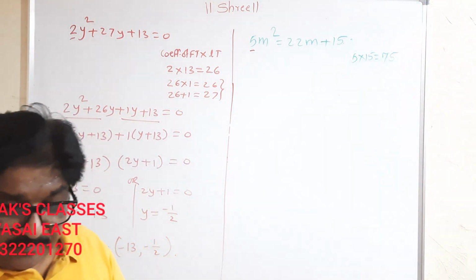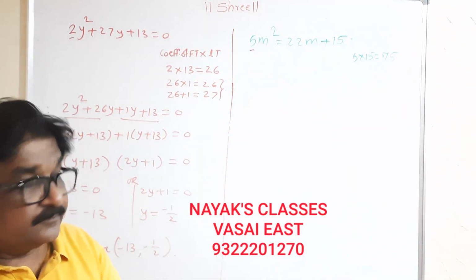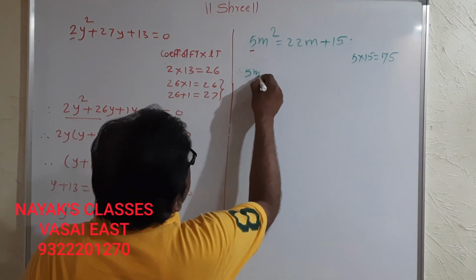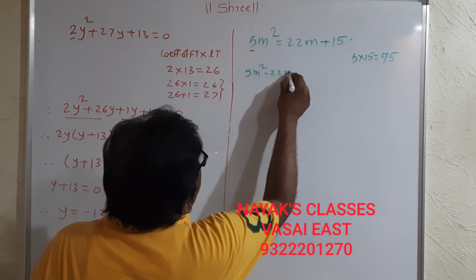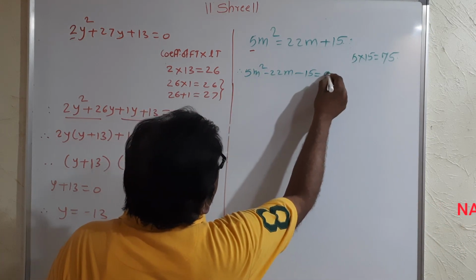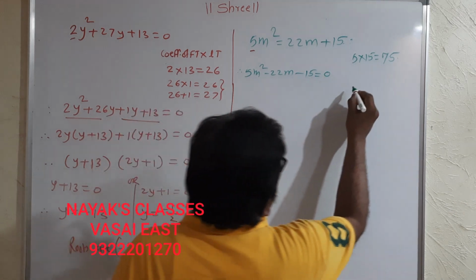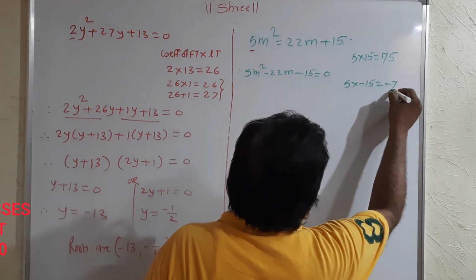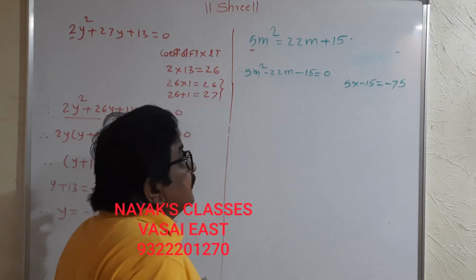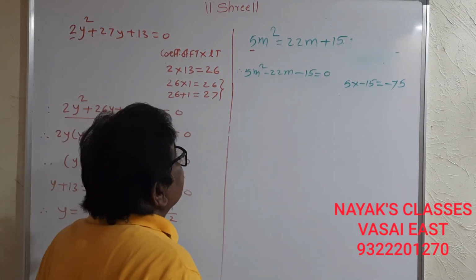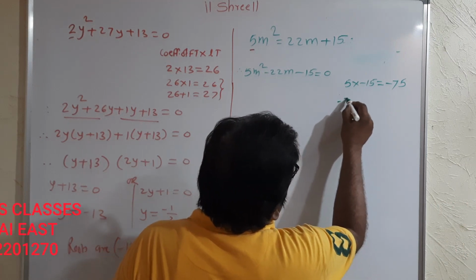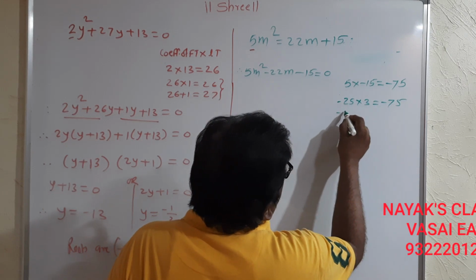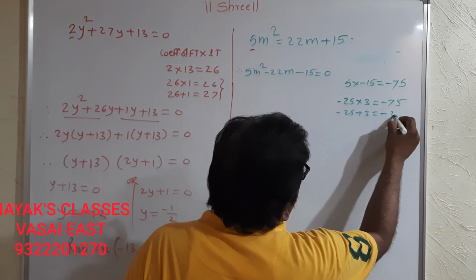This is the fourth example: 5m square minus 22m minus 15 is equal to 0. So 5 into minus 15 is equal to minus 75. We should get the sum minus 22. So minus 25 into 3 is equal to minus 75 and minus 25 plus 3 is equal to minus 22.